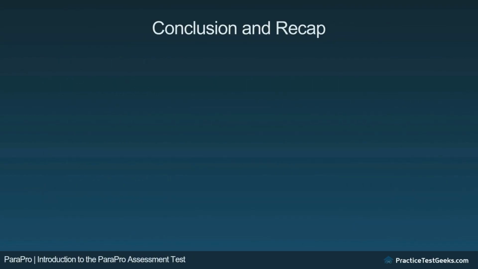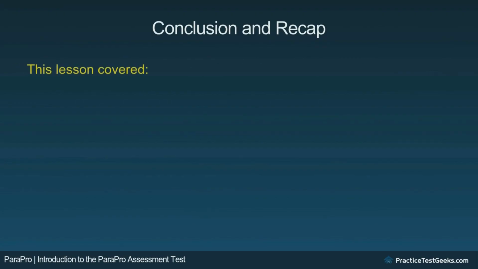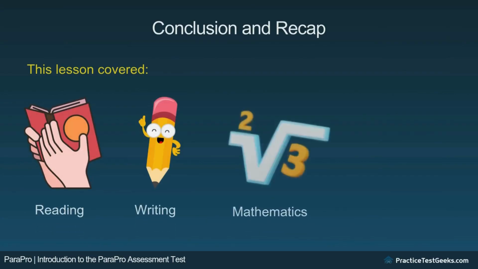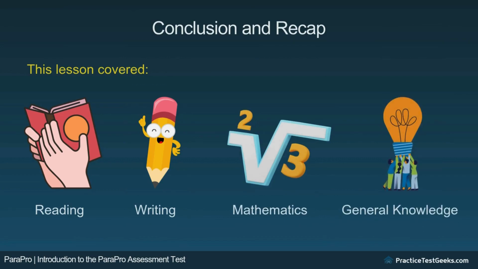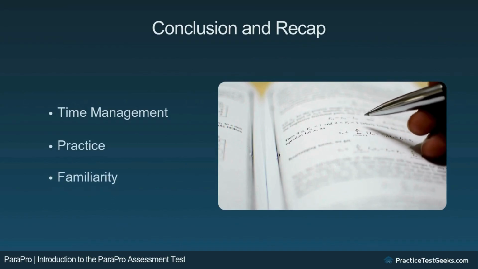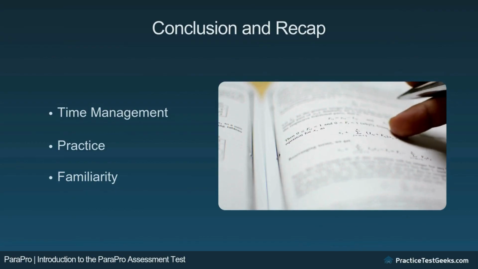Conclusion and recap. Understanding the test structure and content areas is critical for success on the ParaPro assessment test. This lesson covered the breakdown of the test, including reading, writing, mathematics, and general knowledge areas, as well as provided strategies for tackling each section. Proper time management, practice, and familiarity with the test content will help you maximize your performance.